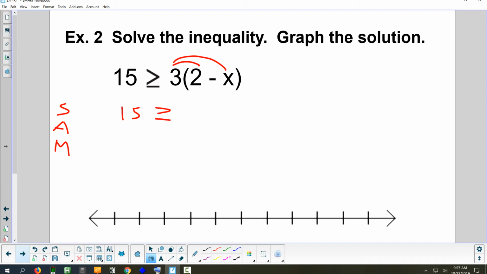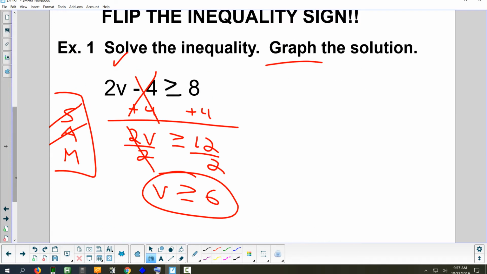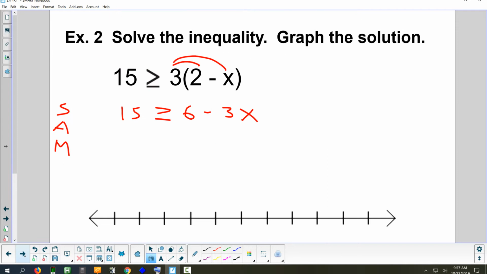So we get 15 is greater than or equal to 3 times 2, which gives me 10, and 3 times negative x, negative 3x. Now, this is basically like example 1. Got a couple numbers, and then a term with a letter. It's pretty much what we had here. Couple numbers, and then a term with a letter, just the letters on the other side.